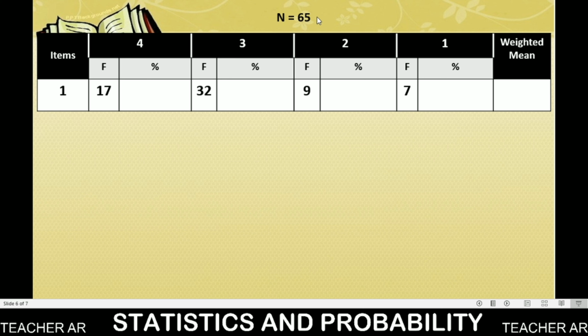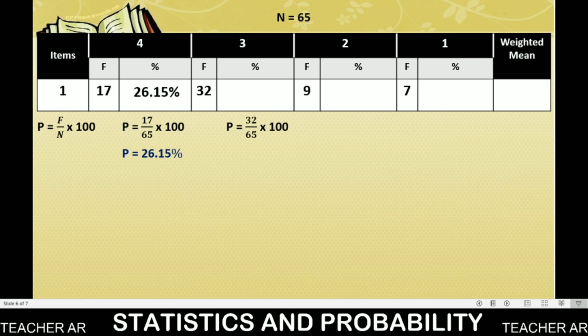So let's start computing the percent. The formula in computing the percent is f over n times 100. So let's compute the percent in legend 4. Our f, the frequency, is 17 divided by n, 65, times 100. The result is 26.15%. We have to be uniform, class. Let's apply 2 decimal places. So the percent in legend 4 is 26.15.